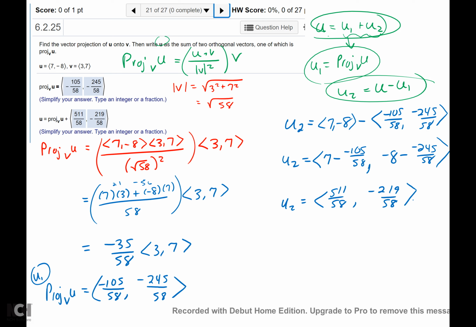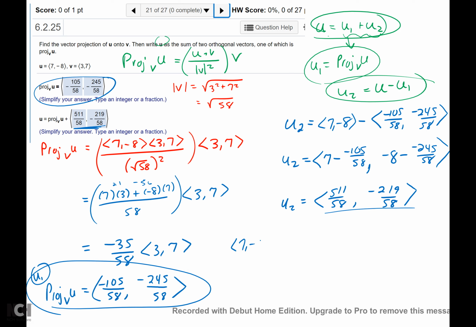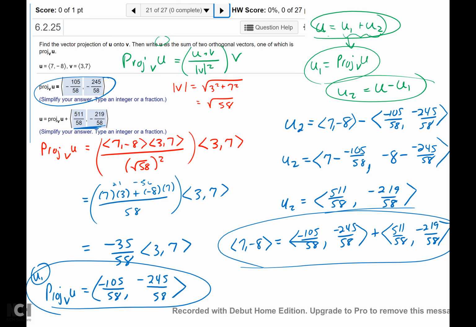So, there, again, the projection of u onto v is this. And then what they're asking you to find is basically u2 here, which is the 511 over 58 and negative 219 over 58. I can say that 7, negative 8 is equal to my projection, negative 105 over 58, negative 245 over 58, plus u2, which is 511 over 58 and negative 219 over 58. Okay? Alrighty.